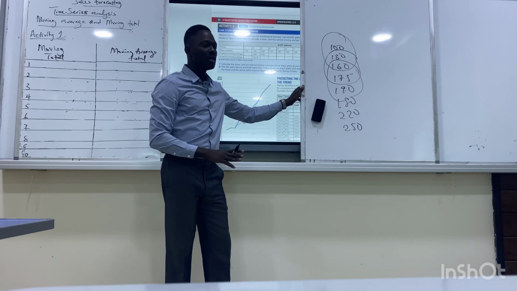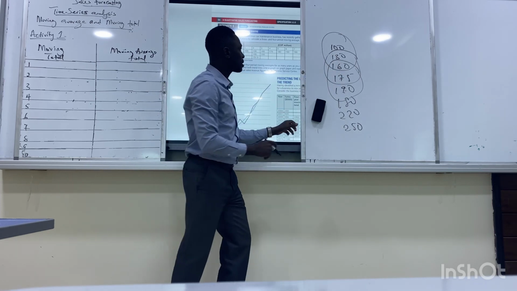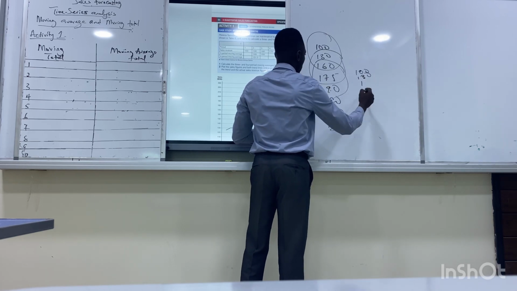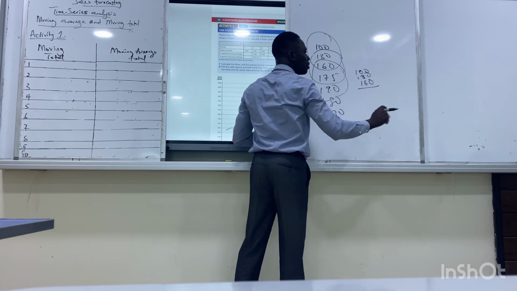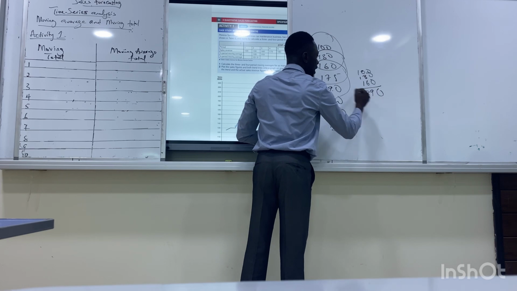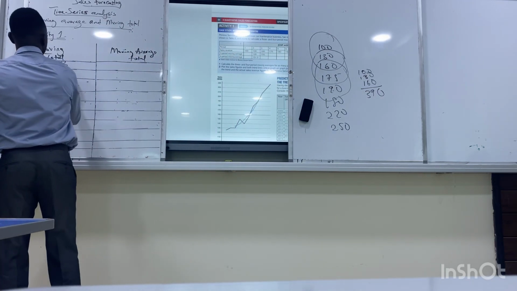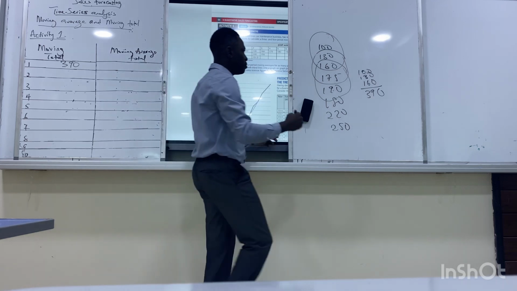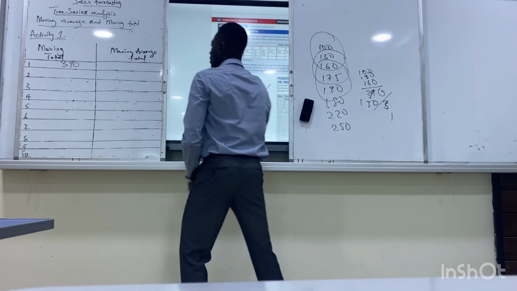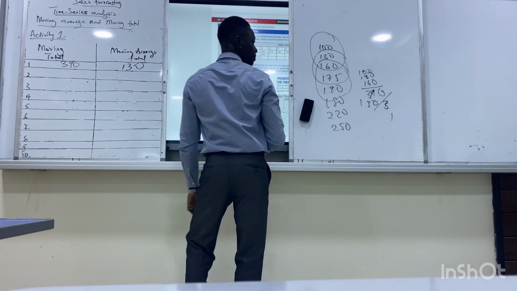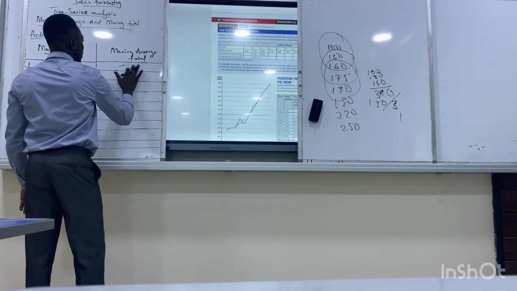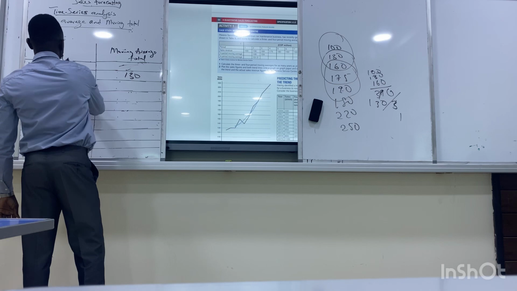Do we get it up to now? Yes. So for the first one, we have 100 plus 130 plus 160. Don't tell me the figure, let me just calculate it out. We have 390. So our moving total here is 390. Then our moving average will be 390 divided by 3, which is 130. It should be written here, 130, and the moving total 390 here.